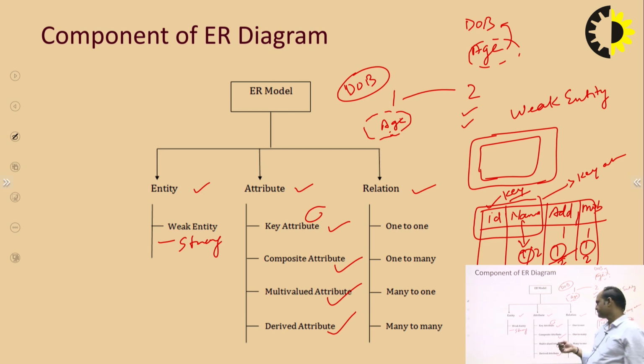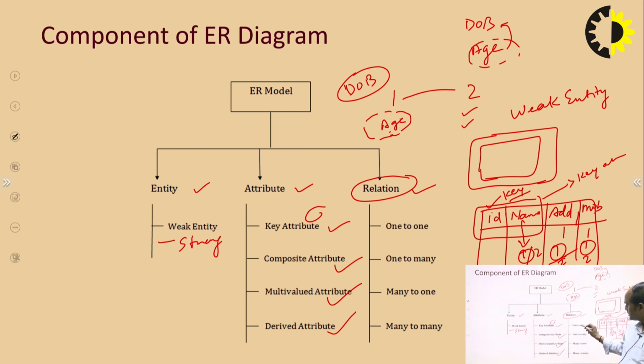Now next, we find out the relations. What types of relation can exist in an ER diagram? There are four types of relation that can exist in an ER diagram: one to one, one to many, many to one, and many to many.